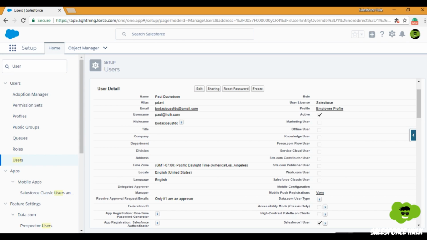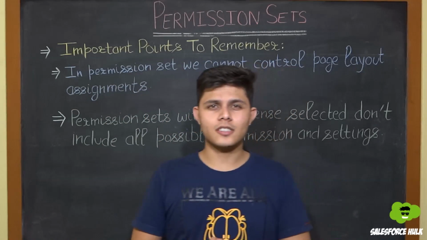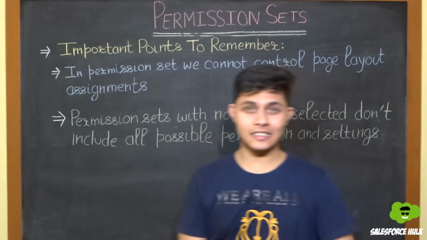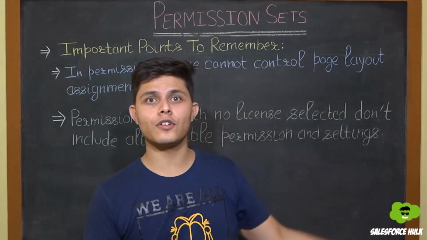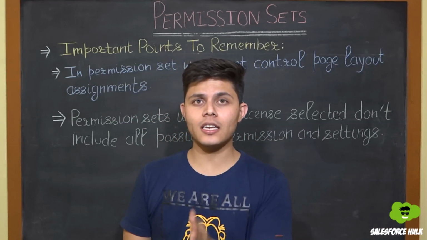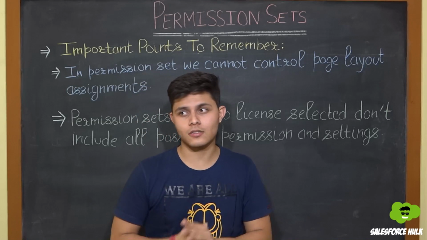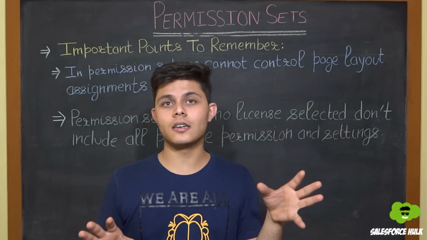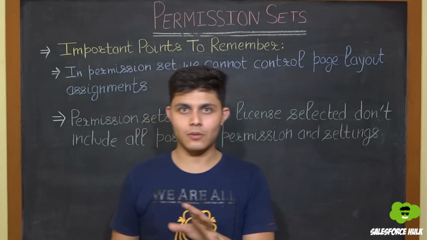Now here are some important points that you need to consider with permission sets, and the first one is, in permission set we cannot control page layout assignments. Yes, we can only control page layout assignments in profiles but not in permission sets, but still we can control record types over here, using which we can control the page layouts also, but it only works if you have a record type on that object, otherwise it doesn't work.